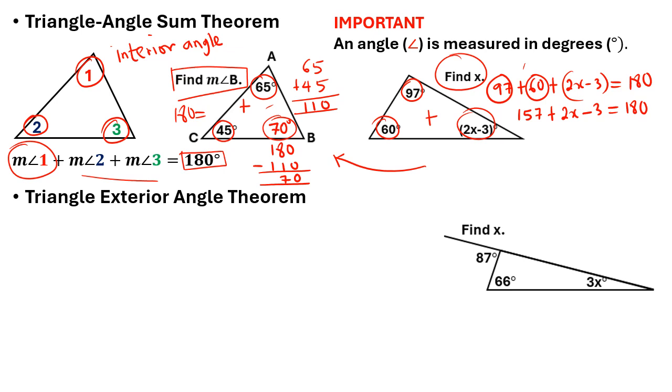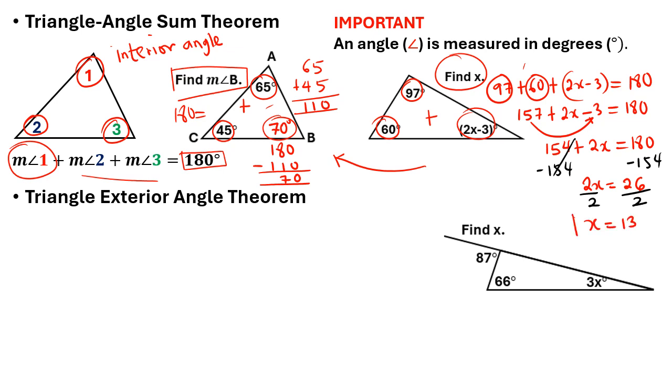Okay, so what we can do now is also try to combine 157 and minus 3. So 157 minus 3 is going to be 154. Then we drop the variable and set all of that equal to 180. So next we would subtract 154 from both sides of the equation. And if we cross 154 out, we would have 2x is equal to 26.